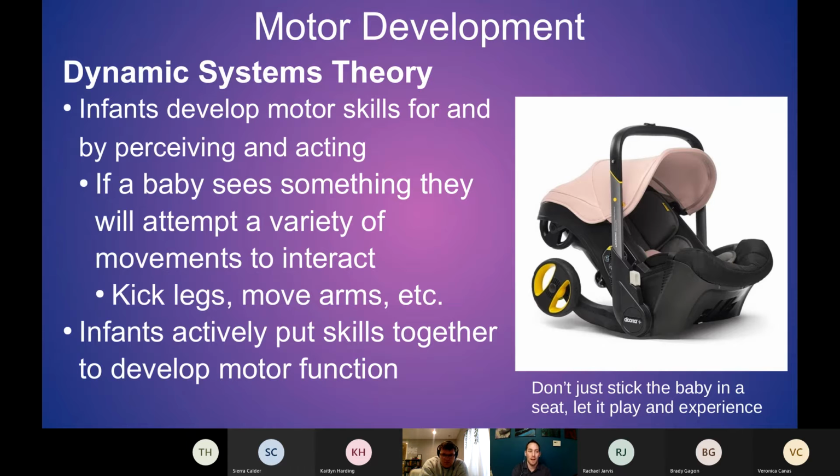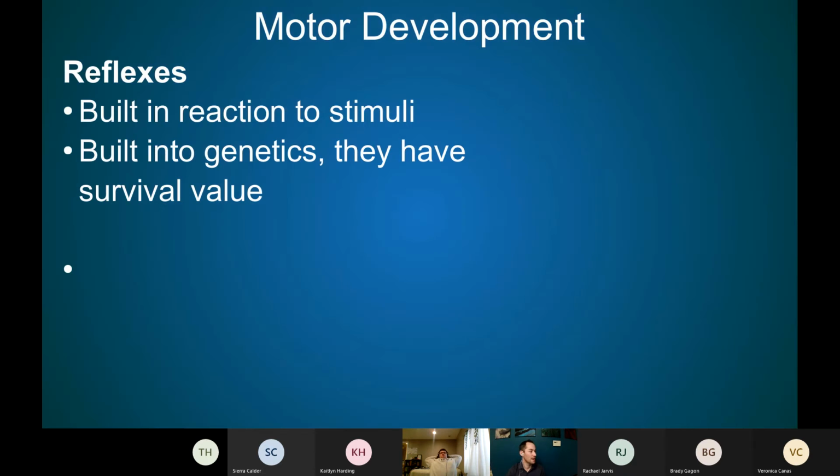and just leave them locked there. Having that experience with the world is going to teach them what their brains need to know to be in the world. Pretty simple principle, but yeah. So reflexes, these are built-in reactions to stimuli. Most of these are built into our genetics. The ones that we're going into right now are built into our genetics because they have survival value.